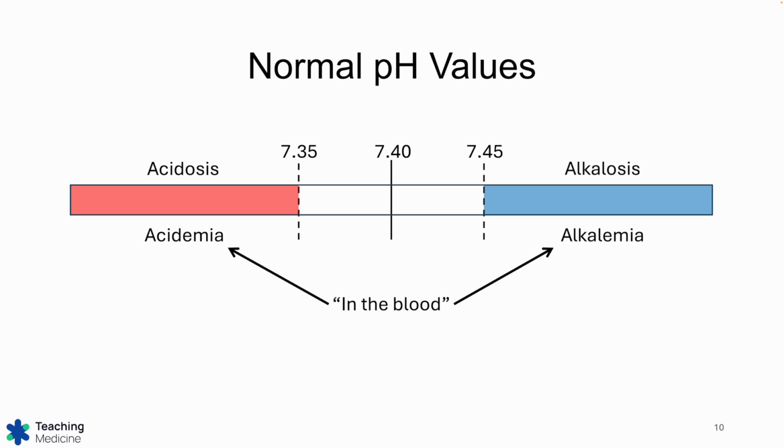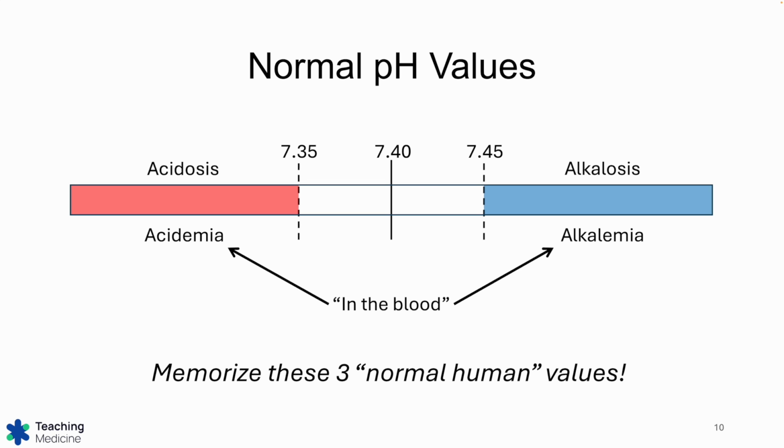The human body has a normal pH of 7.40, and the range of normal is 7.35 up to 7.45. If you have a pH less than 7.35, you are considered in a state of acid, so acidosis or acidemia. And if you have a pH greater than 7.45, you have alkalosis or alkalemia. You will have to memorize these values when you do ABG analysis. So make sure you commit these 3 values to memory because they will be very important.